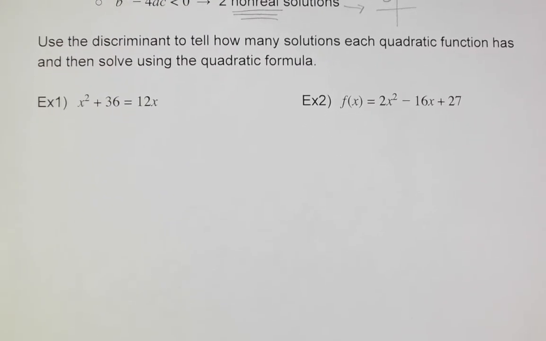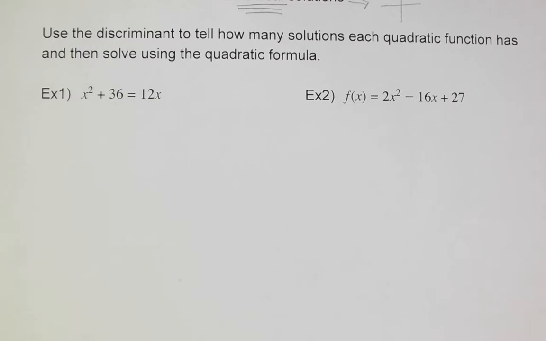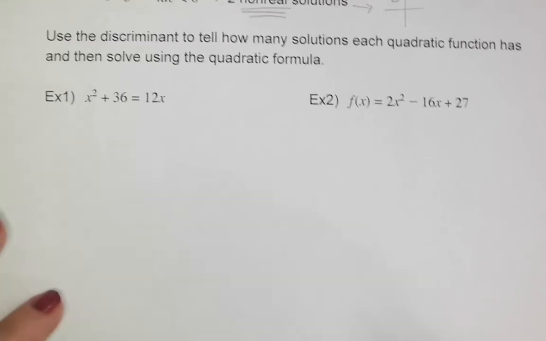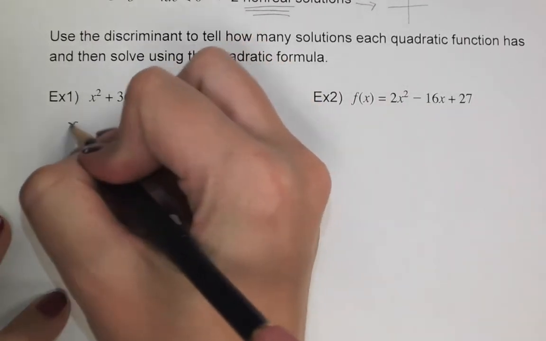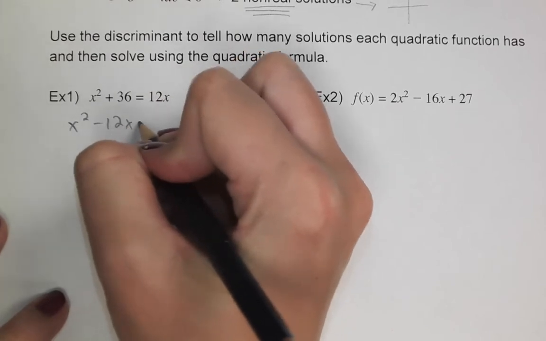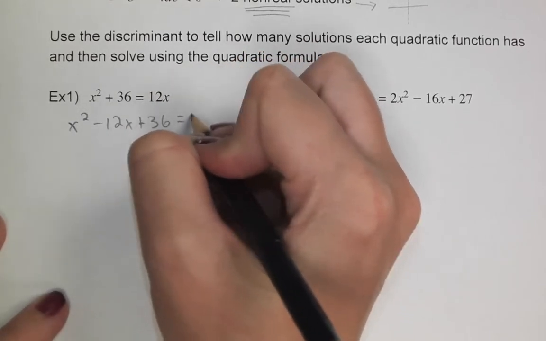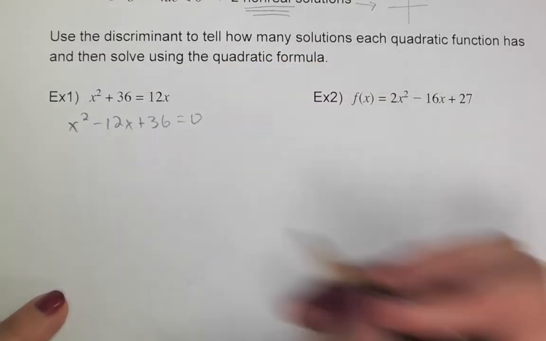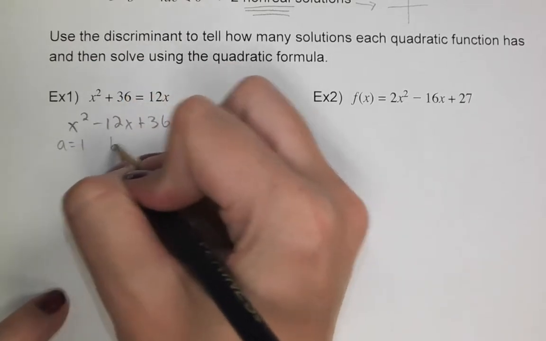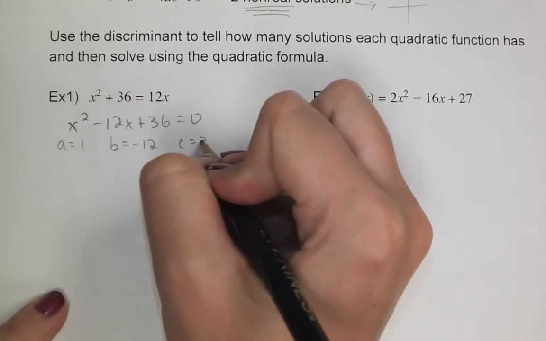Okay, so the 2 examples we're going to do here, it says we want to use the discriminant to tell how many solutions we have and then solve it using the quadratic formula. So quadratic formula, you have to have it in standard form. So I'm going to move this 12x over to the other side. That's the first thing I'm going to do. And then if you want to write out what your a, b, and c are, go for it. A would be 1, b would be negative 12, c would be 36.